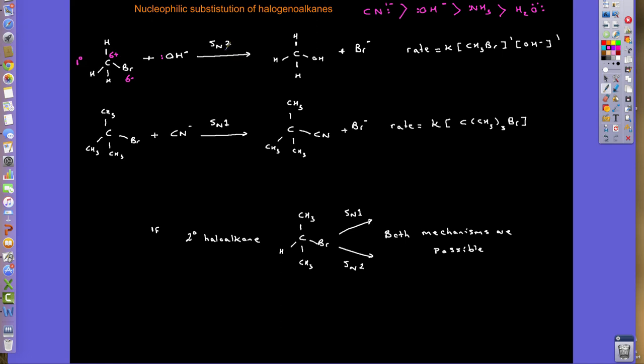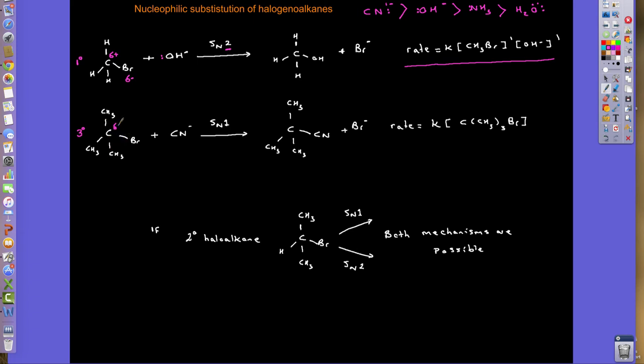This is primarily substitution nucleophilic 2. The 2 means bimolecular. That means both reactants, the hydroxide, the nucleophile, and your halogen alkane, are part of your rate determining step. So the 2 in SN2 is because it's bimolecular, and then SN2 is only good for primary halogen alkanes.